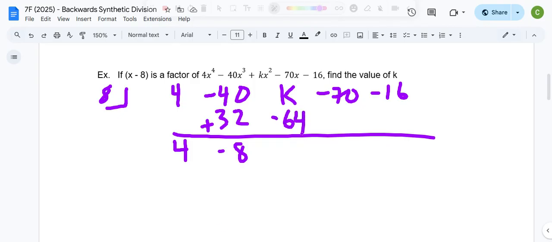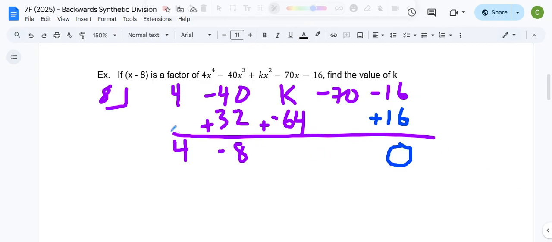Okay, this is where we get stuck because we don't know what k is, so we can't do k plus negative 64. Okay, so what we're going to do now is work backwards. I'm going to do this in a different color. So what we know is that the remainder is 0. So if the remainder is 0, all right, we know negative 16 here, so we have to plus 16 here to make this equal to 0.